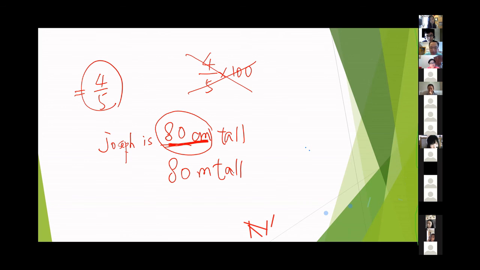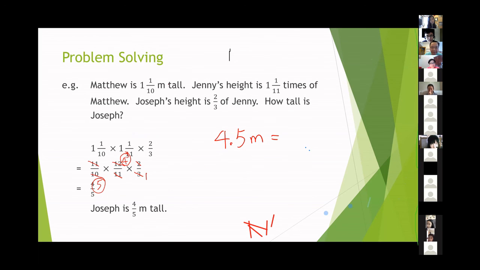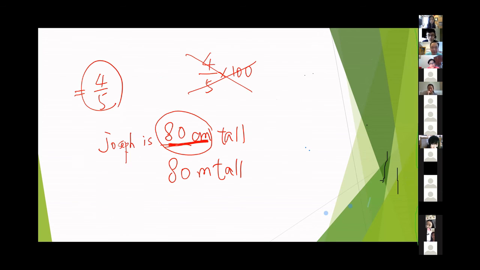Why are we going to say that? Because you can see how tall Joseph is. We are always using meters, right? If you want to change 4/5 to 80 cm, now you have to write down cm instead of meter. If you change this, but you still keep meters here, this is not correct. 80 meters tall is terrible for a person.